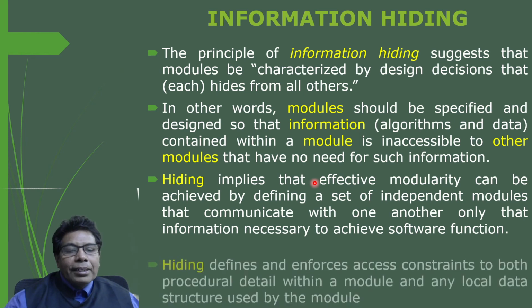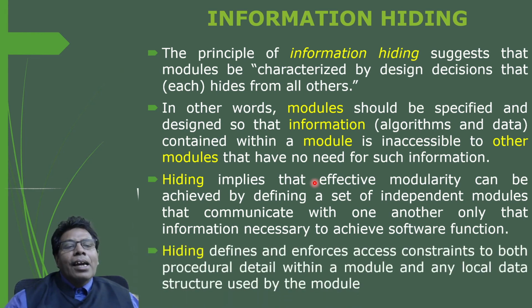Then hiding defines and enforces access constraints to both procedural data within a module and any local data structure used by the module. That is how information hiding in object-oriented programming is done with the help of classes. So there the function and the data are totally hidden from other classes.